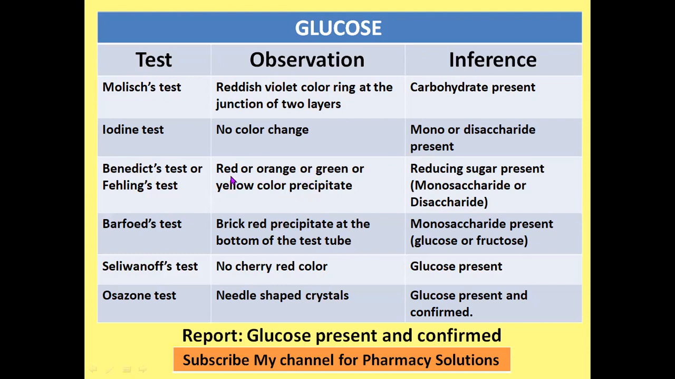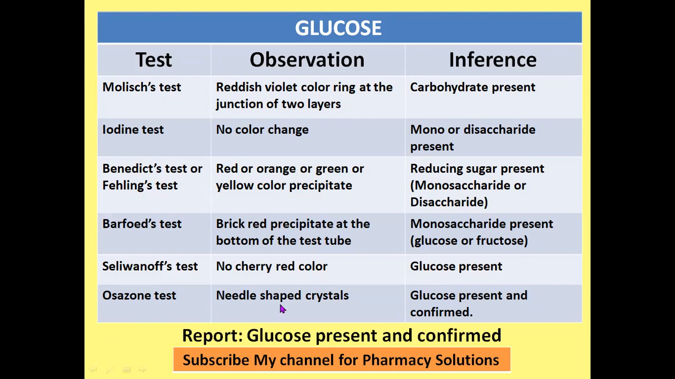If you are getting red precipitate, you write red precipitate. If you are getting orange precipitate, you write orange. Green precipitate, that's all. In Barfoed's test, brick red precipitate at the bottom means monosaccharide, so it will be glucose or fructose. In Seliwanoff's test, no cherry red color, as I told you in the chart, means glucose present.